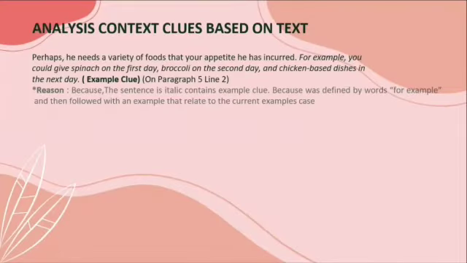I will explain about the context clues. Analysis of context clues based on the text. The first is: perhaps he needs a variety of foods that suit your appetite he has incurred. For example, you could give spinach on the first day, broccoli on the second day, and chicken-based dishes on the next day. Example clue on paragraph 5, line 2. Because the italic sentence contains an example clue because it was introduced by the words "for example" and then followed with an example that relates to the current case.